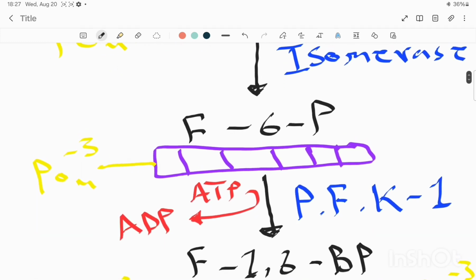This step uses another molecule of ATP. It's known as the committed step of glycolysis because once fructose 1,6-bisphosphate is formed, the cell is committed to continue through glycolysis. Hence the name kinase, we use one ATP.